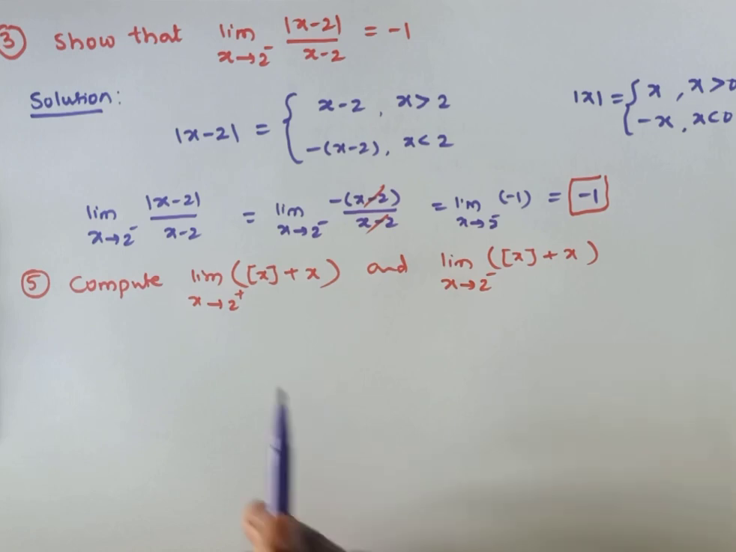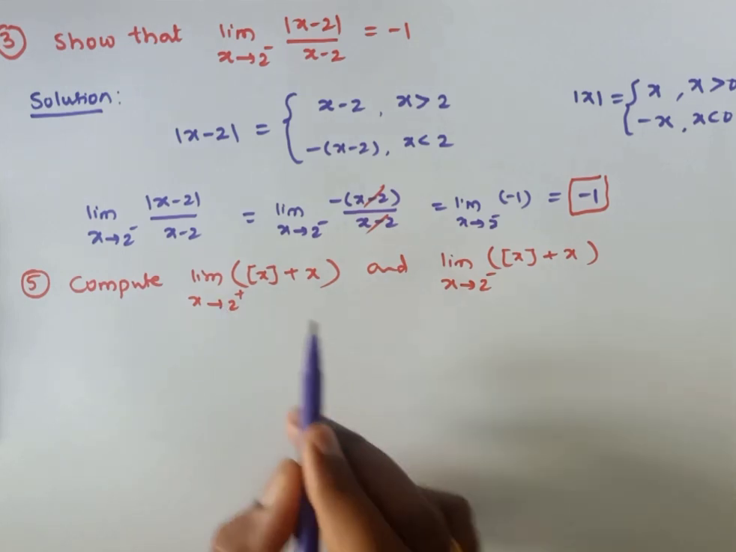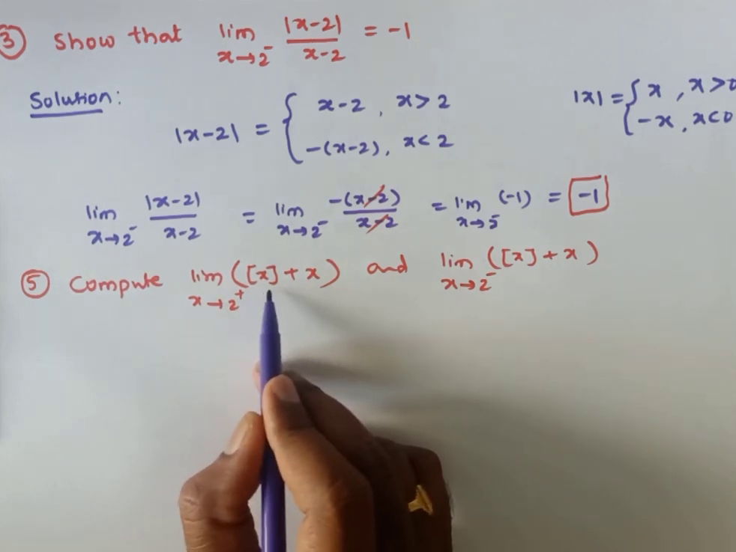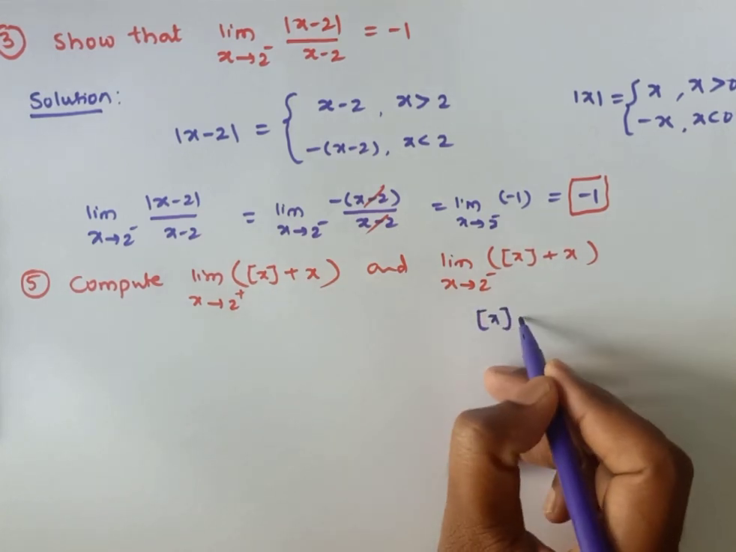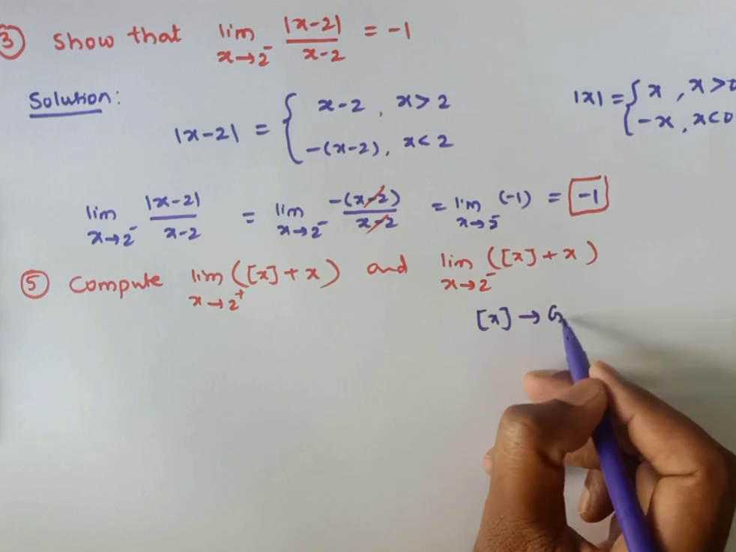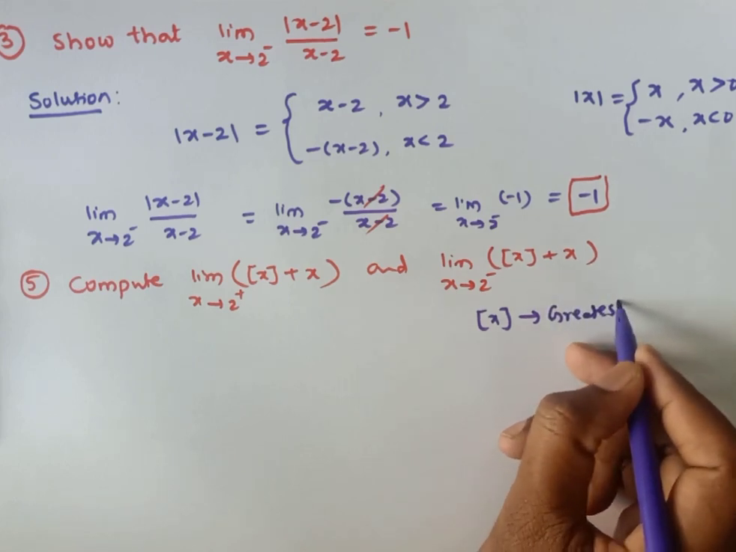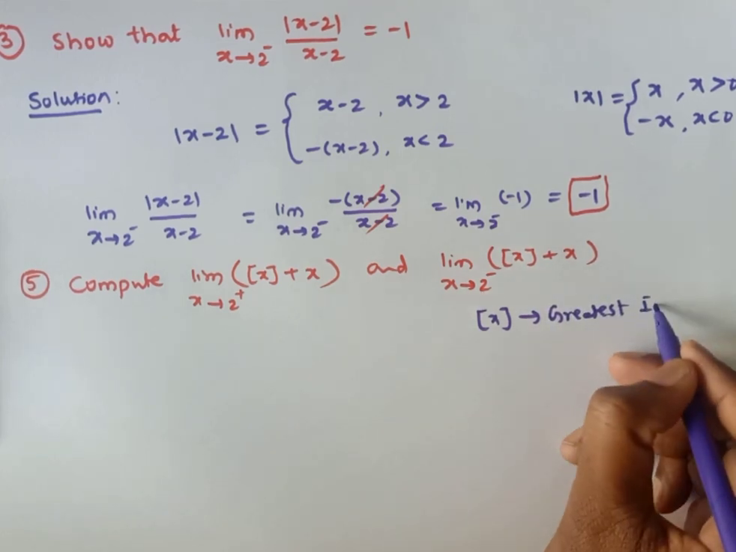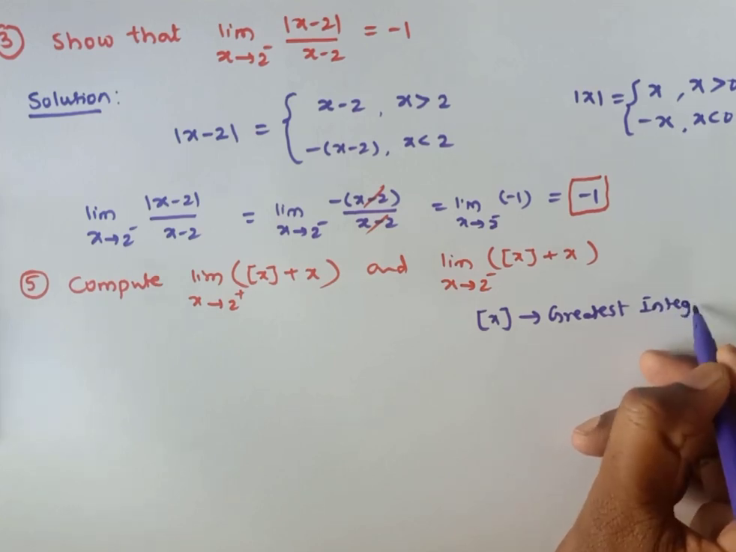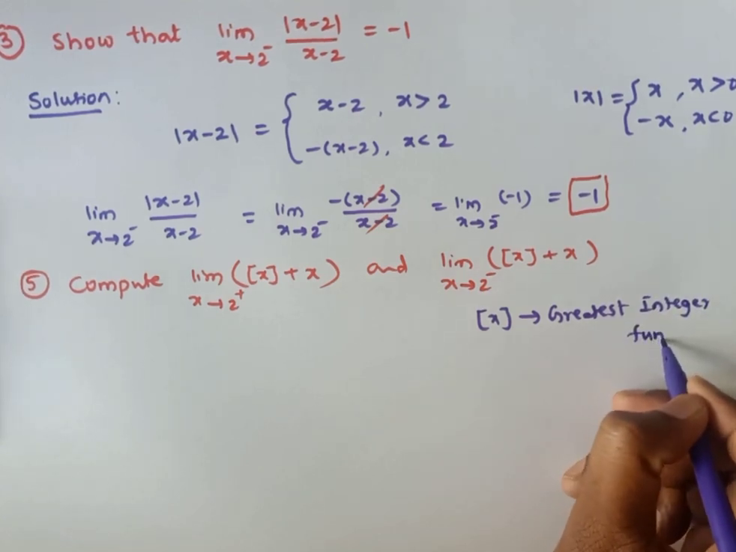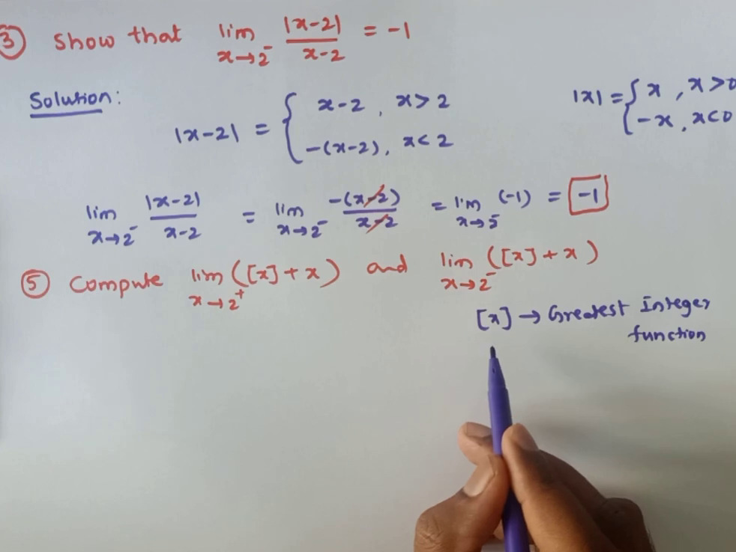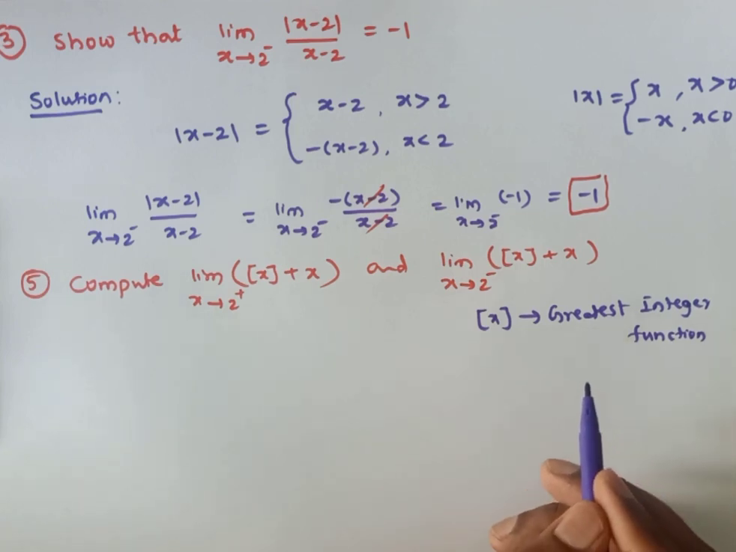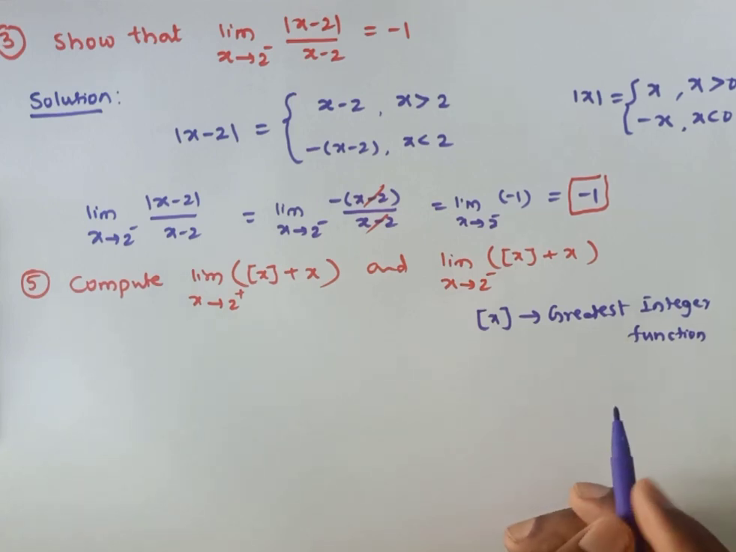Now, to evaluate the limit of this function and this function, we need to know the concept of this step x. See, already we know the step x is nothing but the greatest integer function, right? Greatest integer function అని మనం ఫంక్షన్స్‌లో నేర్చుకున్నాం. గ్రేటెస్ట్ ఇంటీజర్ ఫంక్షన్ ఆర్ ఫ్లోర్ ఫంక్షన్ అని. What does it mean? Step x is nothing but the greatest integer which is less than or equal to the given x.